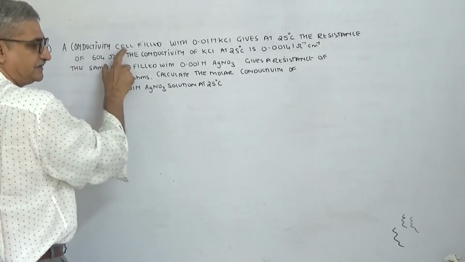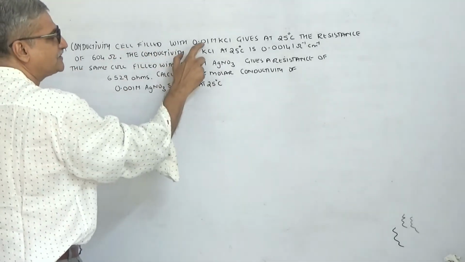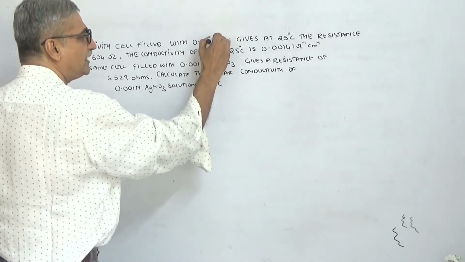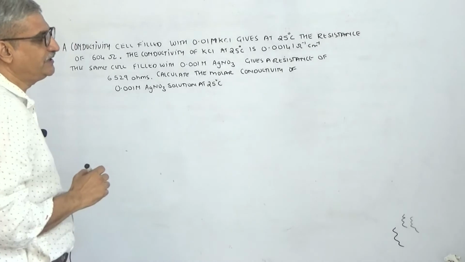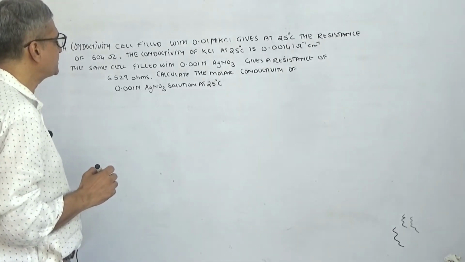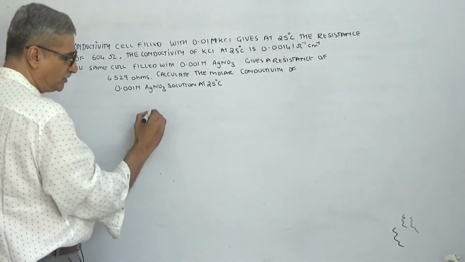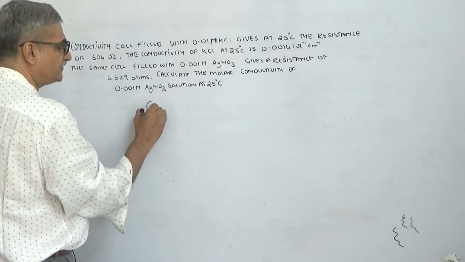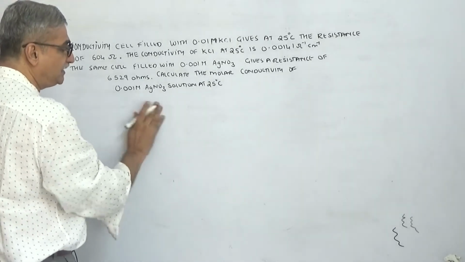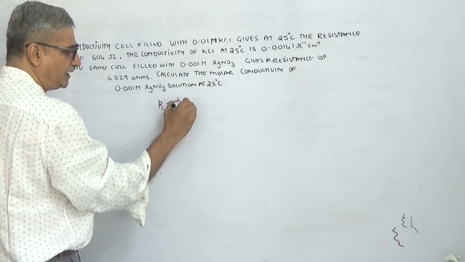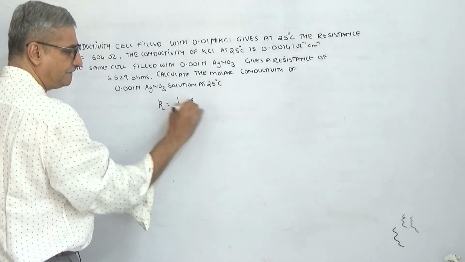A conductivity cell filled with 0.01 molar KCl gives, at 25 degrees, a resistance of 604 ohms. So what do we have? The conductivity K is equal to 1 upon R into L by A.